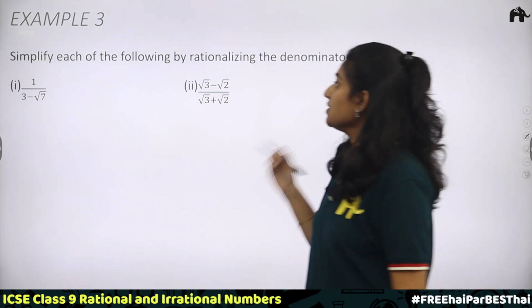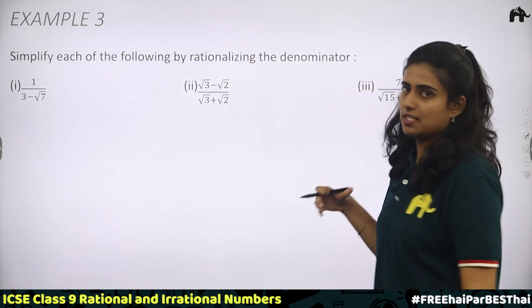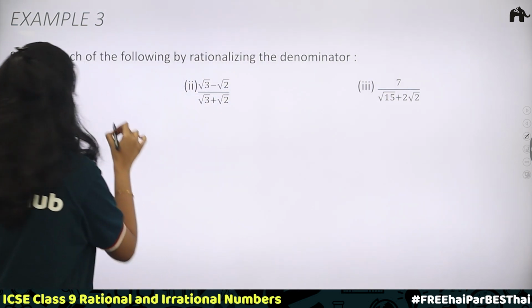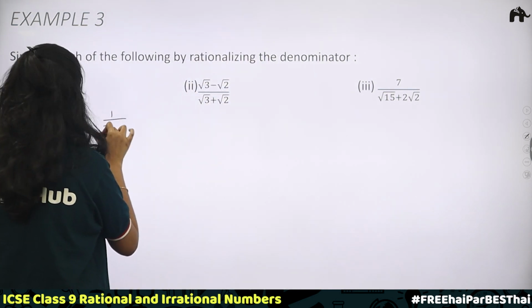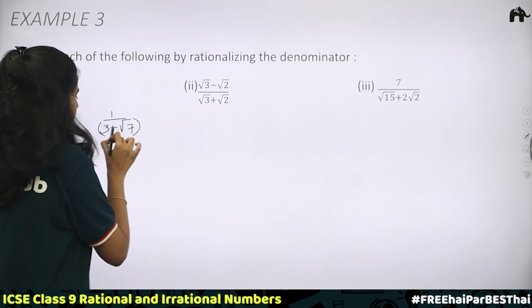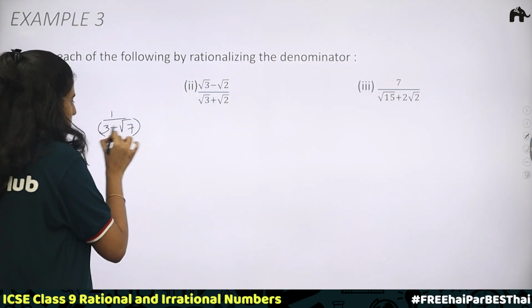Example 3: simplify each of the following by rationalizing the denominator. How to rationalize the denominator? Let's take the first example: 1 divided by 3 minus root 7. So you have to change this sign. Here we have a minus sign.